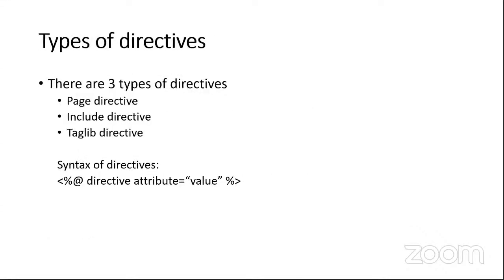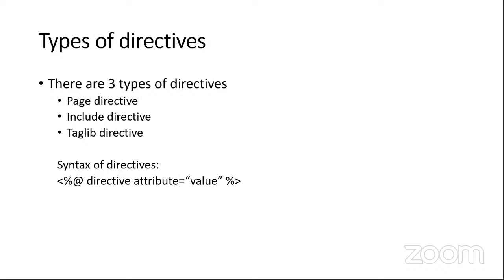Let me give you the types of directives. There are three types of directives: page, include, and taglib. The page directive is basically for describing the current page. And the include directive, what is its use? The purpose is to include the content of another page in an existing page.